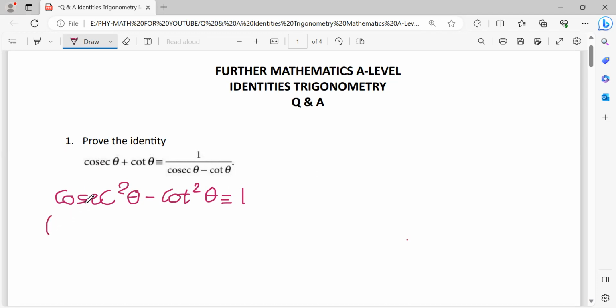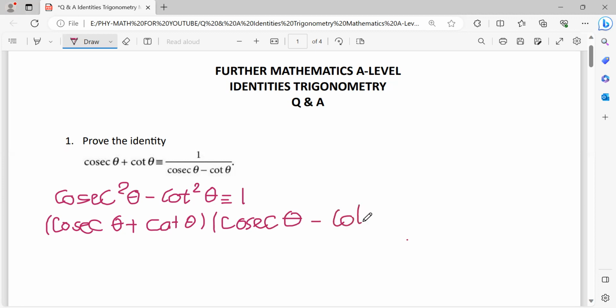And if you factorize cosecant squared theta minus cotangent squared theta, it becomes cosecant theta plus cotangent theta, times cosecant theta minus cotangent theta, equivalent to 1.